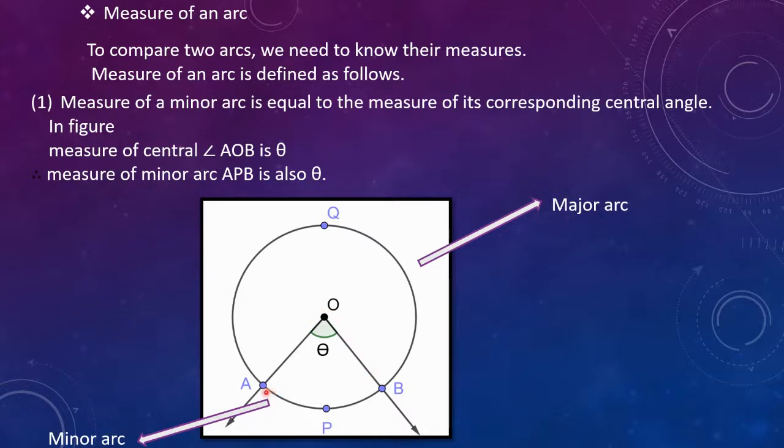In this case, the measure of central angle AOB is theta. Corresponding to the central angle is the arc APB. Hence, the measure of arc APB will also be theta. Hence, from here we can conclude that the measure of the arc is equal to the measure of its corresponding central angle.